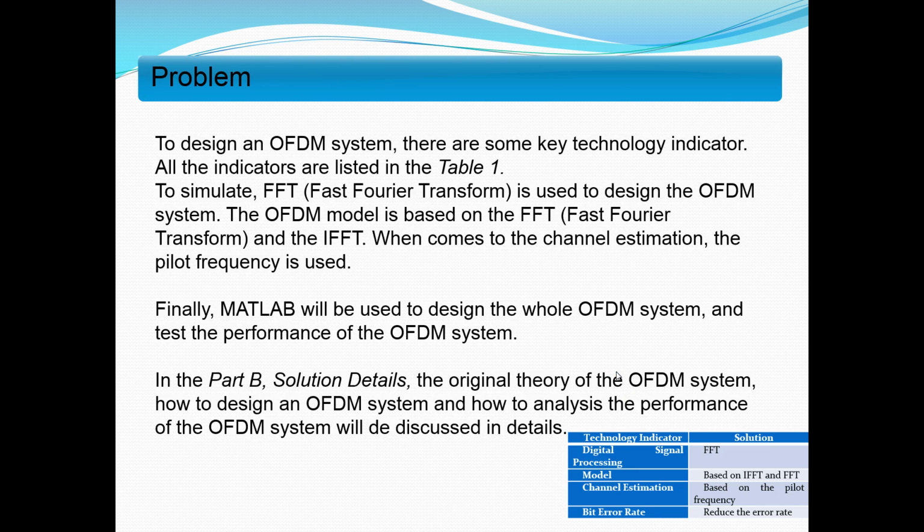Here comes the problem. To design an OFDM system, there are some key technology indicators. All the indicators are listed in Table 1. The digital signal processing technology used in this system is IDFT and FFT. FFT, short for Fast Fourier Transform, is used to design the OFDM system. And this OFDM system is based on FFT and IFFT. When it comes to channel estimation, the pilot frequency is used. Finally, MATLAB will be used to design the whole OFDM system and test the performance of the OFDM system.